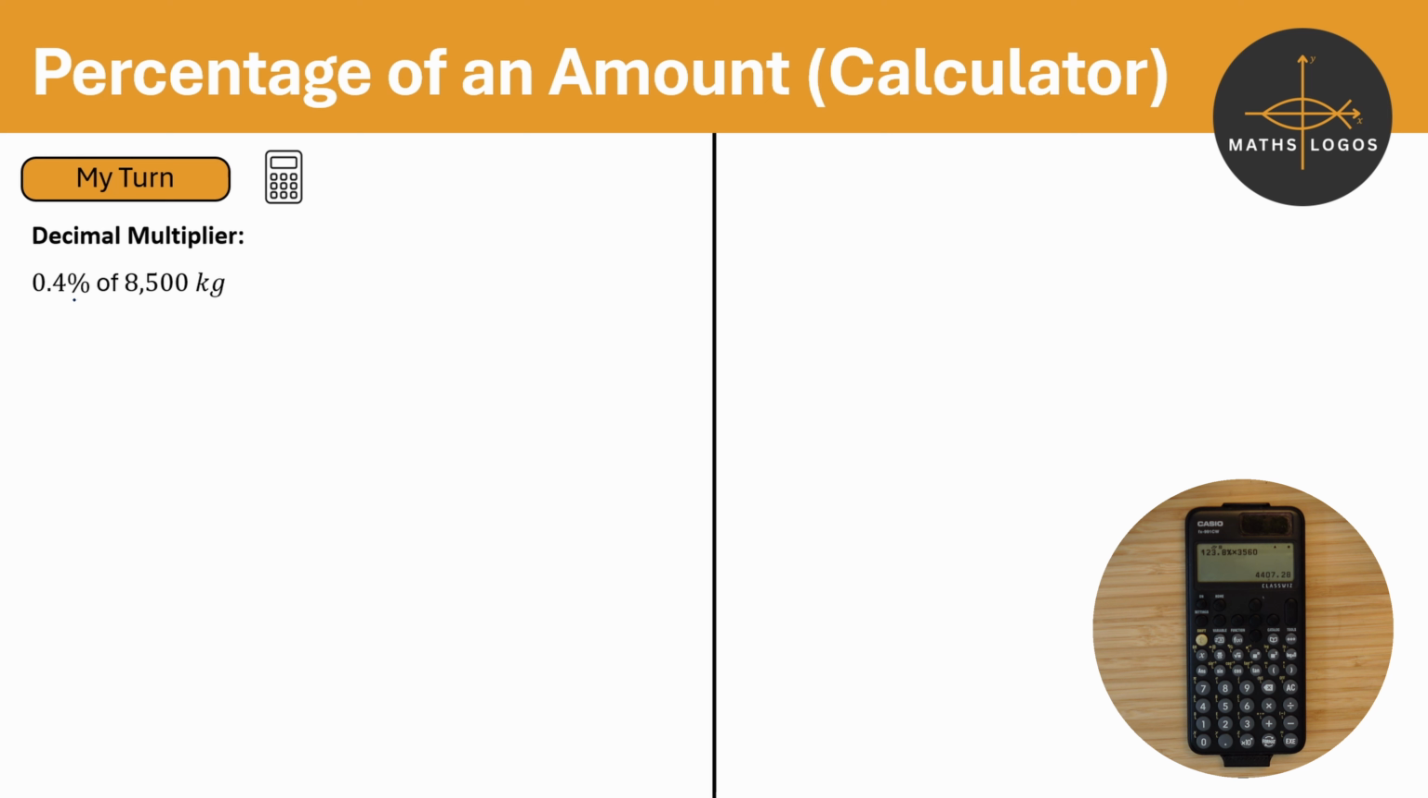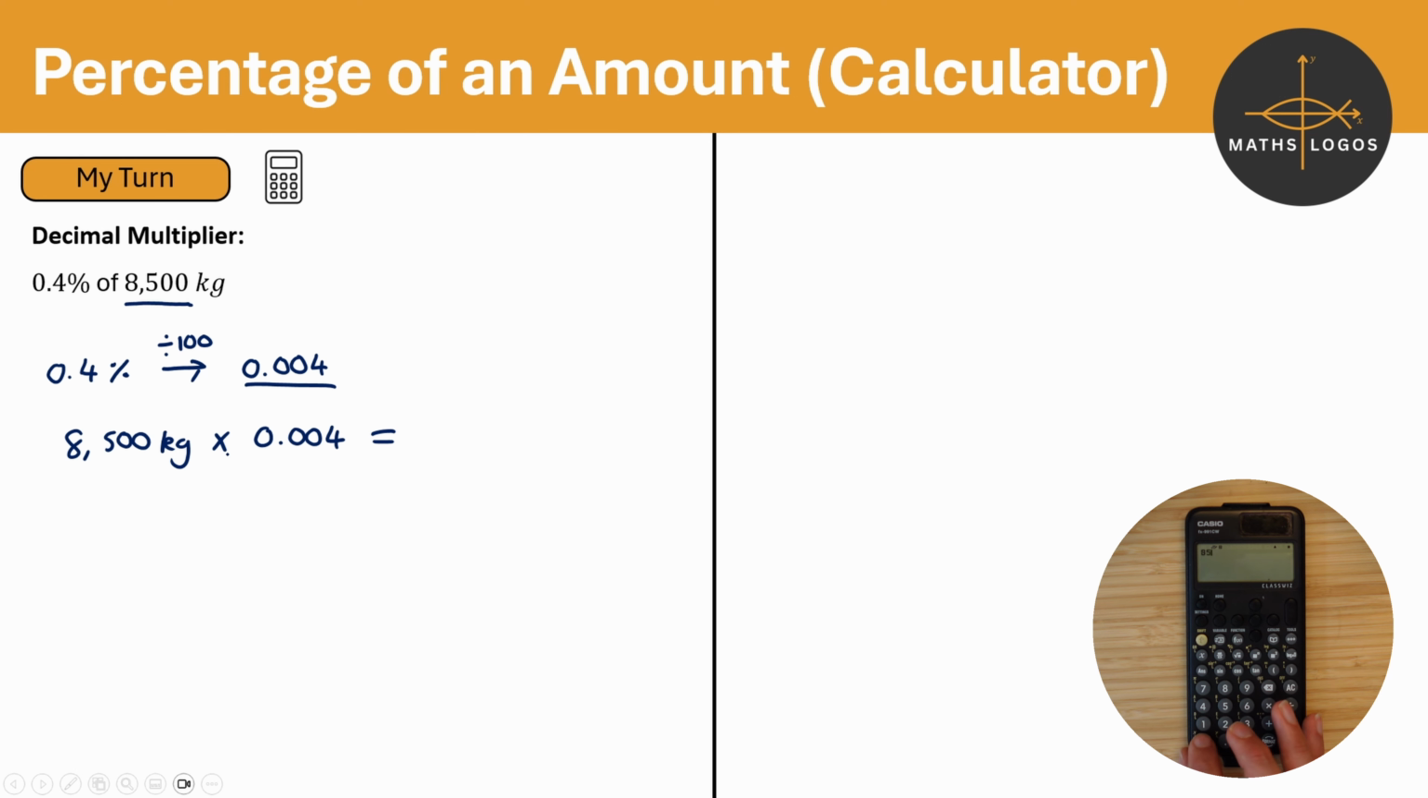So we want to find 0.4% of 8,500 kilograms. So the first thing I want to do is turn my 0.4% into a decimal by dividing by 100. And you might need your calculator to do that, or if you're happy with the place value, you could turn it into this without your calculator. I'll then take my 8,500 kilograms and multiply it by my 0.4%, as a decimal, it's this. And that calculation goes into my calculator. So 8,500 multiplied by 0.004.